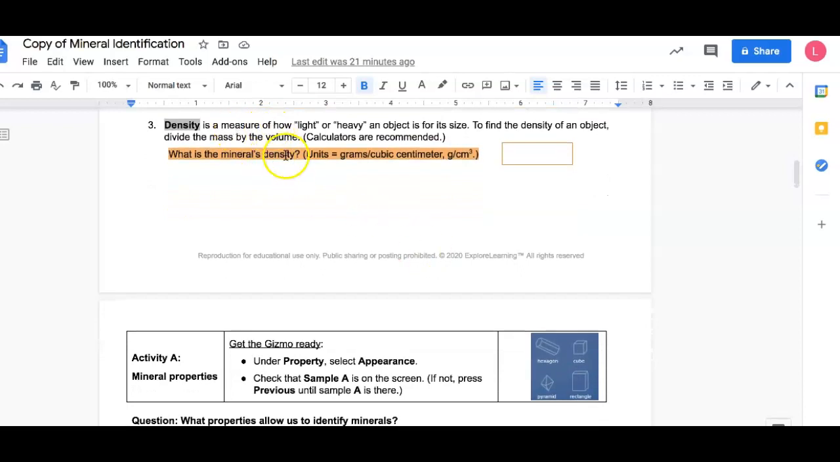Density is a measure of how light or heavy an object is for its size. To find the density of an object, divide the mass by the volume. So what is the mineral's density? We're going to figure out how many grams divided by the cubic centimeters.